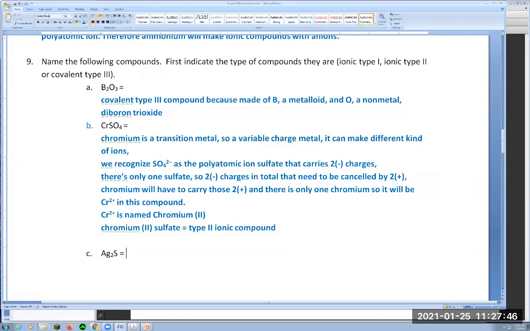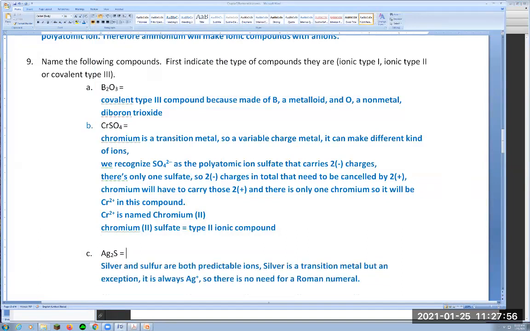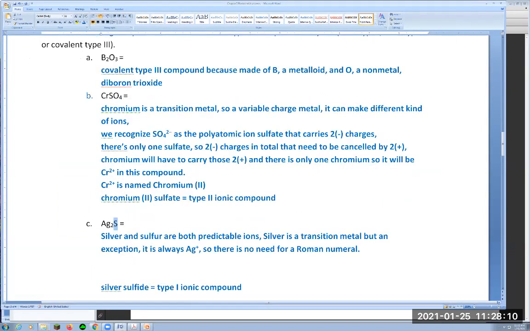So we know we have Ag plus and S2 minus. They are both predictable ions, so we don't need a Roman numeral. So you just name silver, and then sulfur becomes sulfide because you change the ending to "ide" for a type 1 ionic compound. Right, so that's going to be silver sulfide.